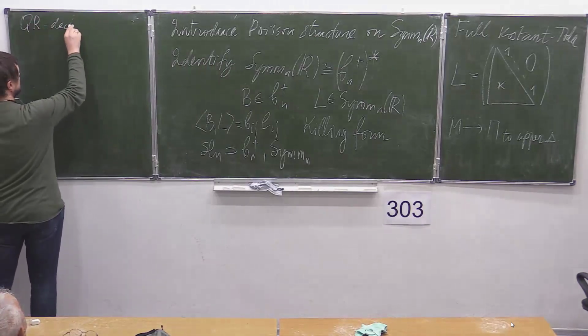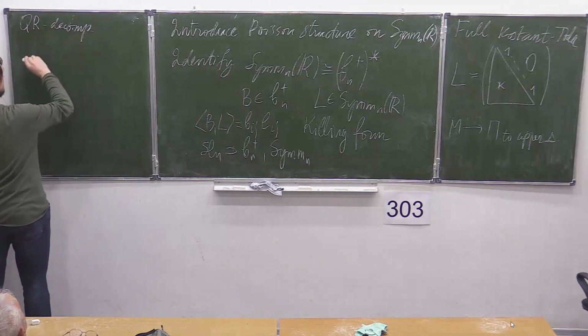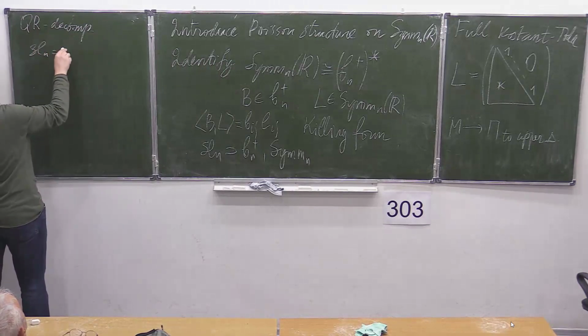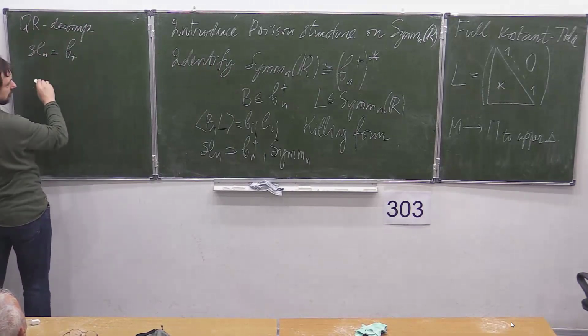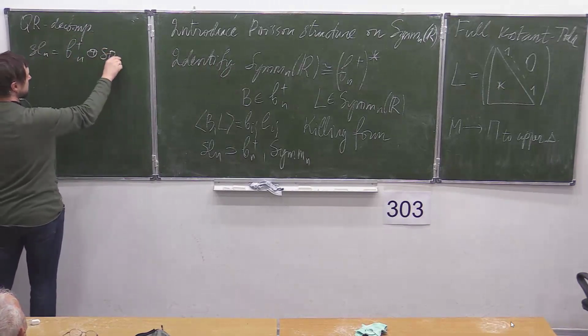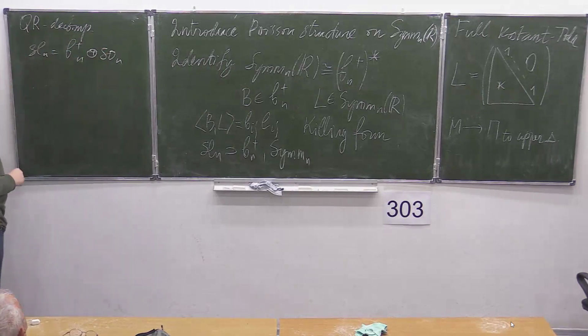Decomposition of Lie algebra. So n is equal to b plus n plus so(n). And then you use the Killing form here.